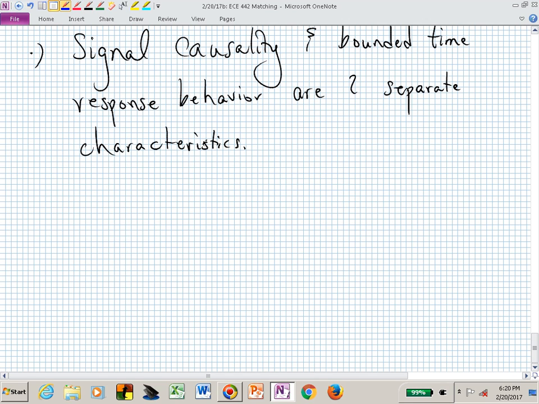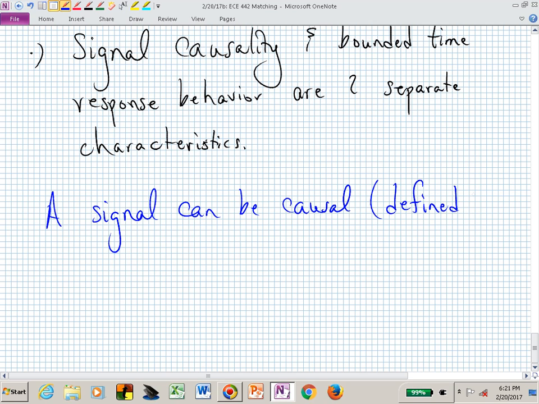By that, I mean the following. A signal can be causal, where causal, I'm saying, is defined for n greater than or equal to 0. And where's the region of convergence relative to the poles? In a signal that's causal, where's my region of convergence? Pattern 1, pattern 2, or pattern 3?